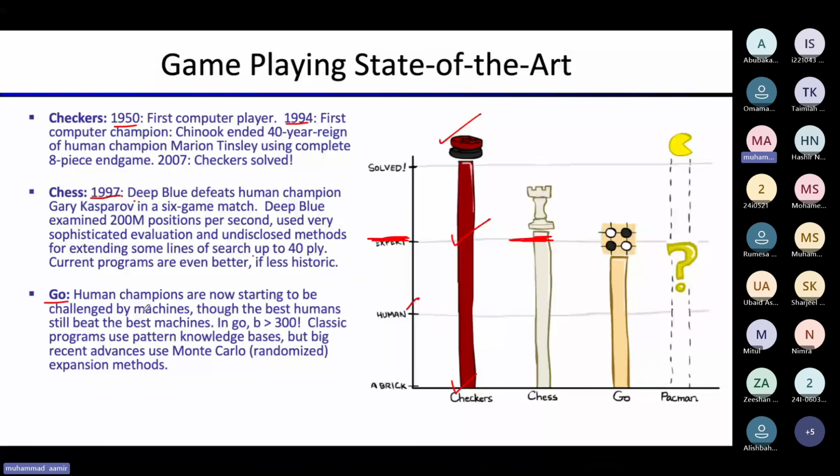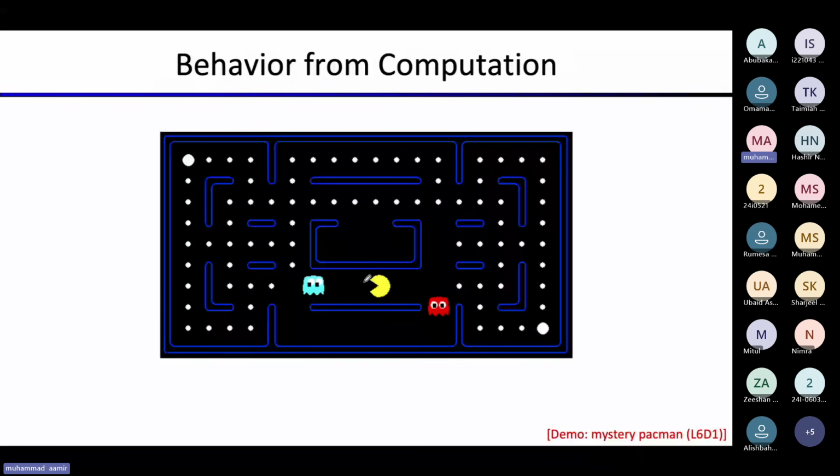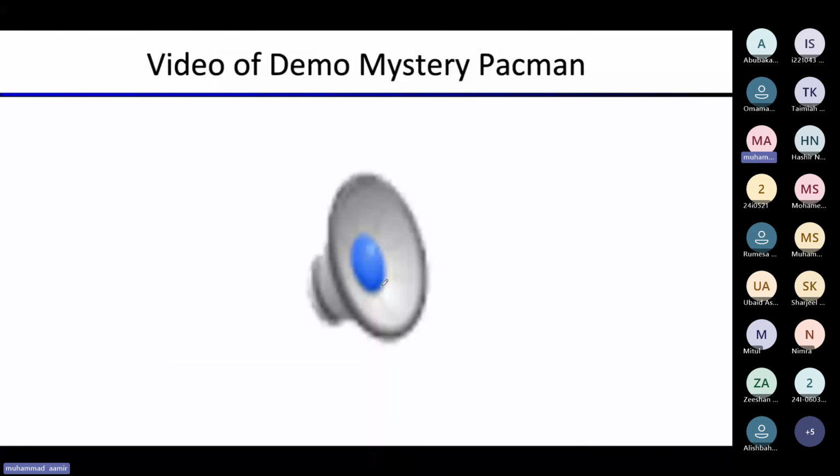So moving next. This is the Pac-Man behavior. This is the Pac-Man board. This is the Pac-Man position. This is the ghost position. Pac-Man needs to eat all the dots while avoiding these ghosts. How this will go, we will see in a couple of minutes.